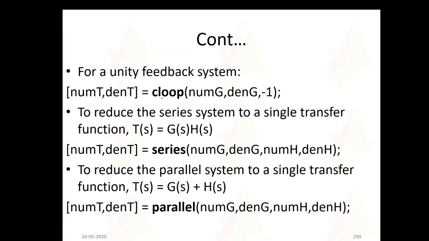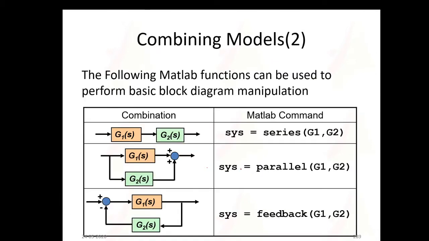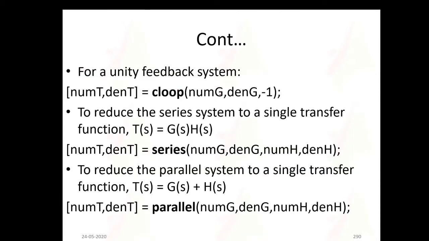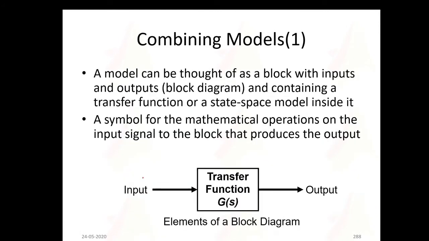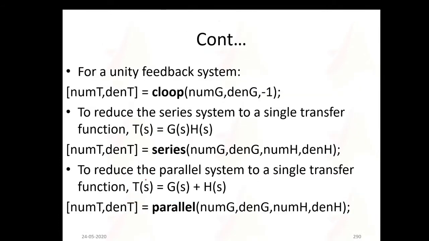If you are having the unity feedback, instead of feedback, you can directly use the C loop numerator comma denominator to reduce the series system to a single transfer function. Series of num g, den g, that is this one. Then for parallel, it is num h, then h. To reduce the parallel systems, you are having the parallel num g.